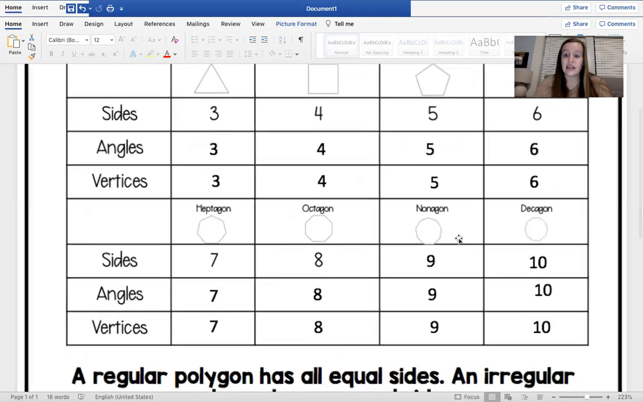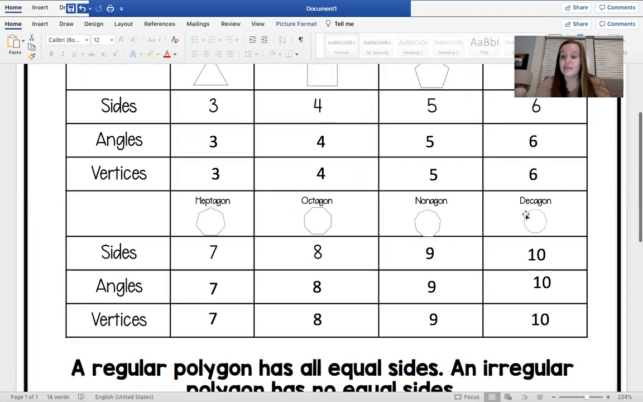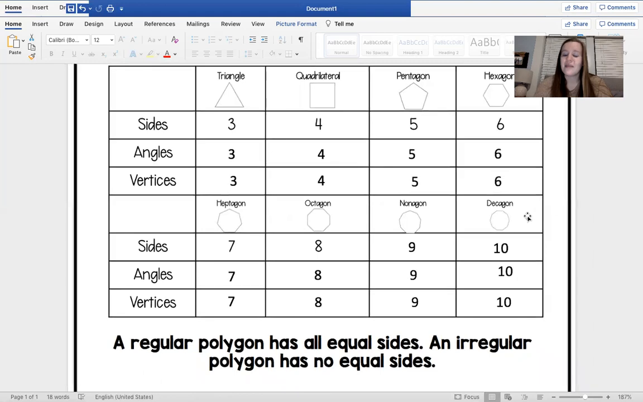It's a little hard to see. I'll see if I can make it bigger. But this shape does have 10 sides. You go 1, 2, 3, 4, 5, 6, 7, 8, 9, 10. They're small, but they're there.